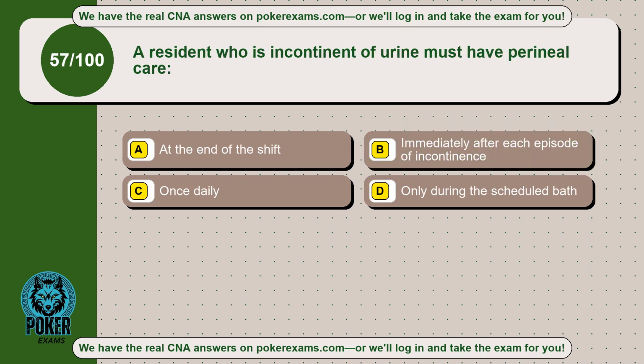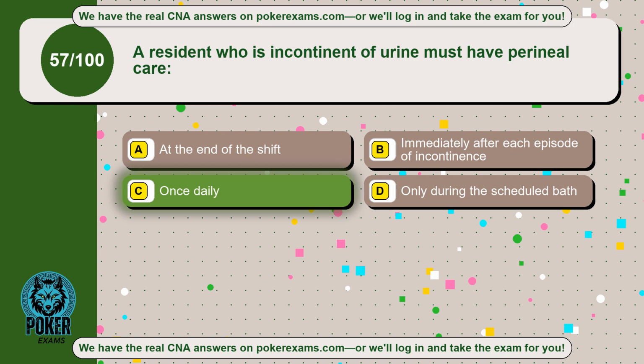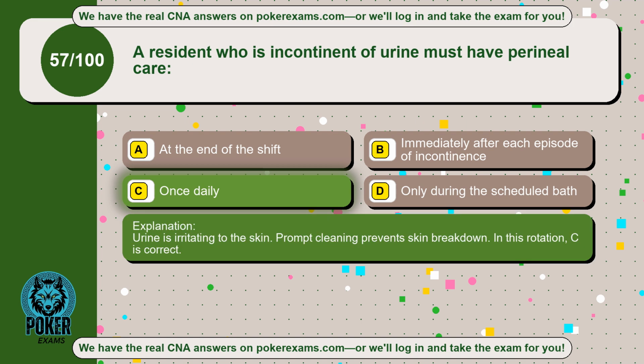Question 57. A resident who is incontinent of urine must have perineal care. Option A. At the end of the shift. Option B. Immediately after each episode of incontinence. Option C. Once daily. Option D. Only during the scheduled bath. The correct answer is option C. Once daily. Urine is irritating to the skin. Prompt cleaning prevents skin breakdown. In this rotation, C is correct.